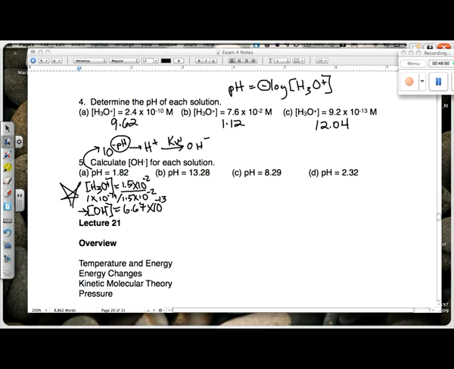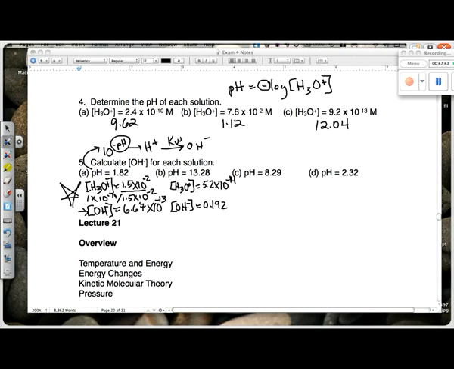So for B, first thing I'm going to do is I'm going to say second log negative 13.28. Antilog of the pH gives me the hydronium ion concentration. So my first part of the calculation, I end up with 5.2 times 10 to the minus 14. Now I'm going to use Kw and do that next step. 1 times 10 to the negative 14 divided by 5.2 times 10 to the negative 14. And I end up with 0.192. The OH minus concentration is 0.192.